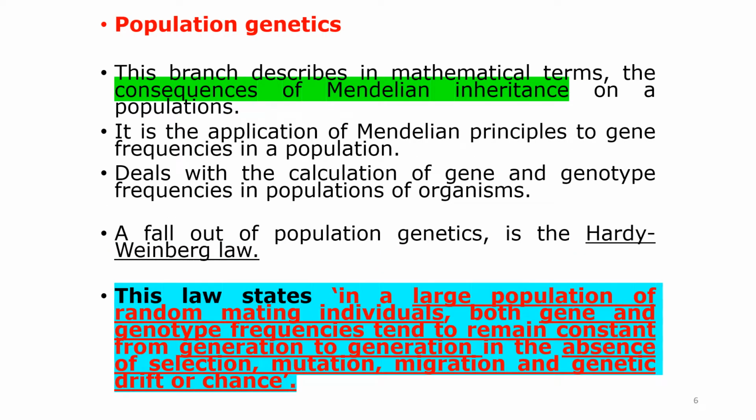So population genetics describes in mathematical terms the consequences of Mendelian inheritance in the population. So it's more mathematical in nature, and here we are applying Mendelian principles to evaluate gene frequency changes in population, and through this we can calculate the gene and the genotype frequencies in a population of animals.